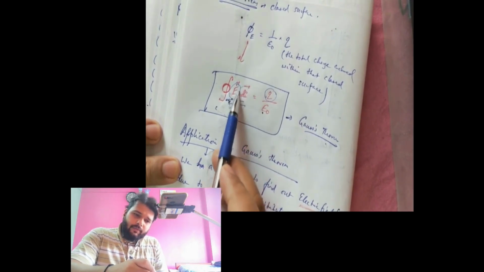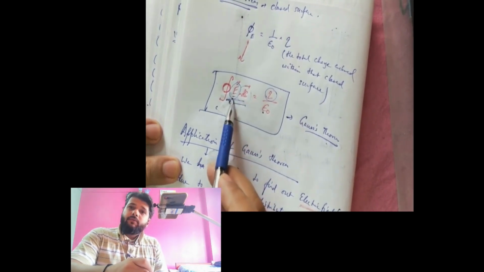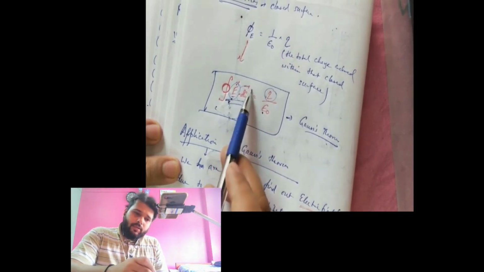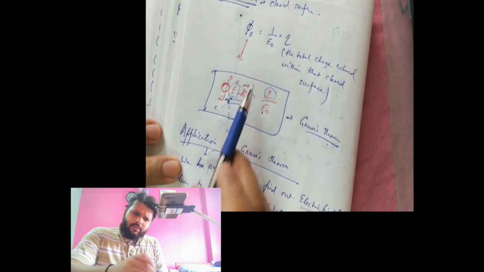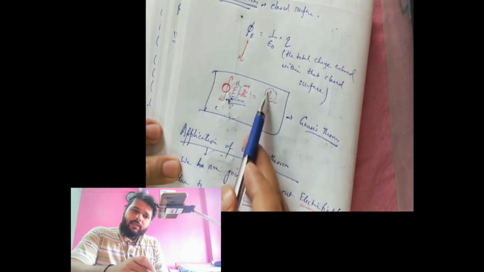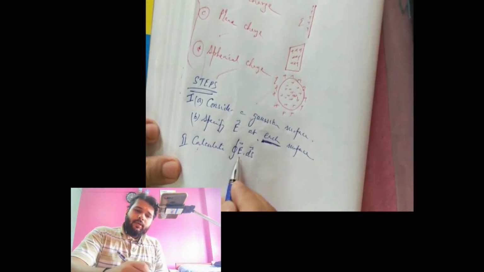But we have to find the value of ds, because we are going to calculate the value of E, the electric field, in Gauss's theorem. So here we have to calculate ds. In other words, to make it simpler, we are going to calculate the value of E dot ds and the total charge enclosed within that closed surface.